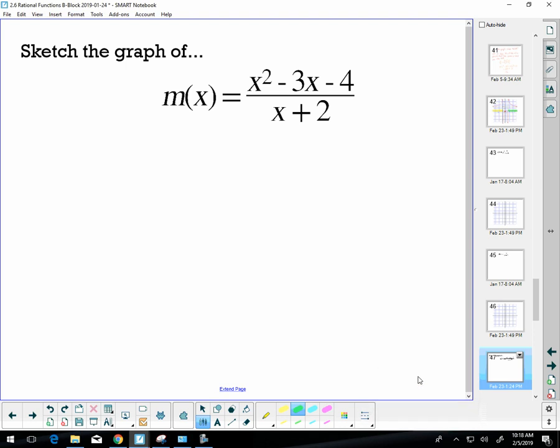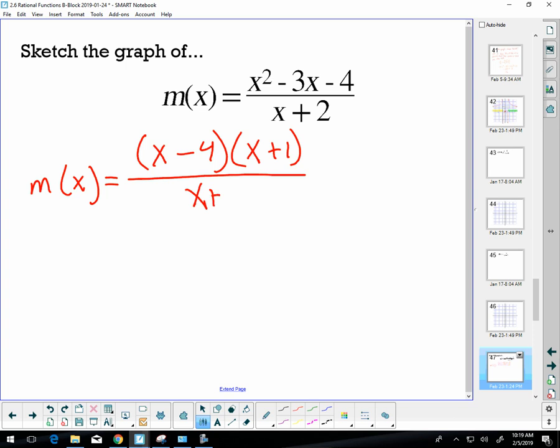In this example, I'm going to show how to graph a rational function by hand by finding all the important parts and characteristics and working our way through that. So in this particular case, we'll start by looking at the function m and doing some factoring on the numerator just to see if we get any common factors to check to see if the graph will have any holes in it. So this would factor to x minus 1 times x plus 1 all over x plus 2.